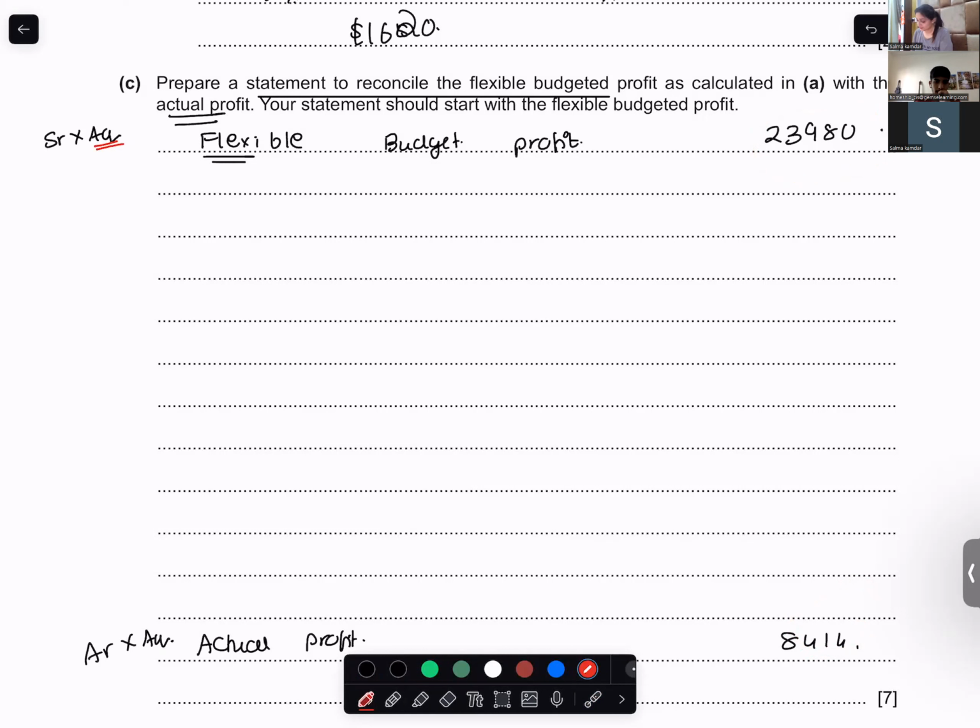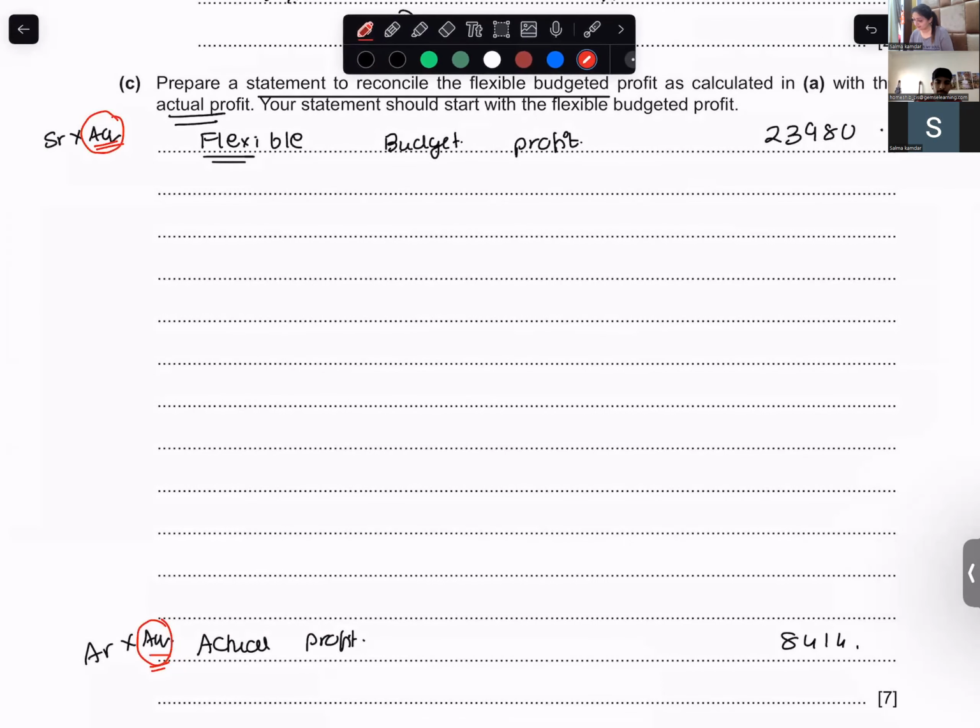Actual quantity, actual quantity. So sales volume variance will never be there, because we flex the budget based on the actual quantity. You want to find the reasons for the difference in profit between the flex budget and your actual profit. Actual is based on actual quantity and flex is also based on actual quantity. What will be the reasons for variance? Tell me.